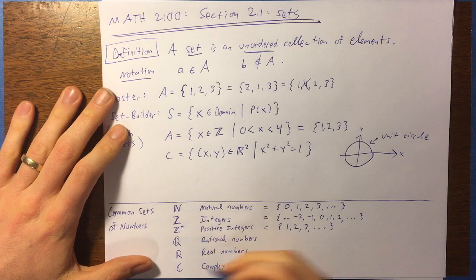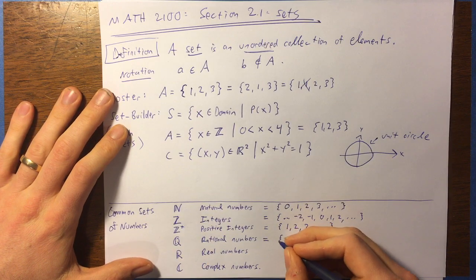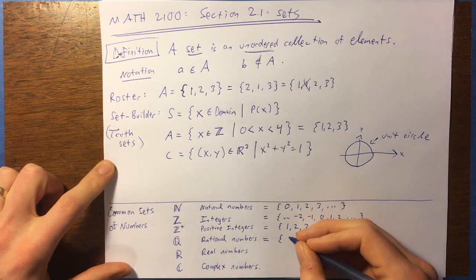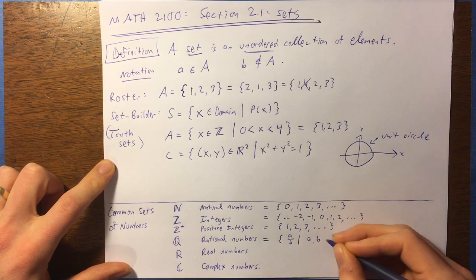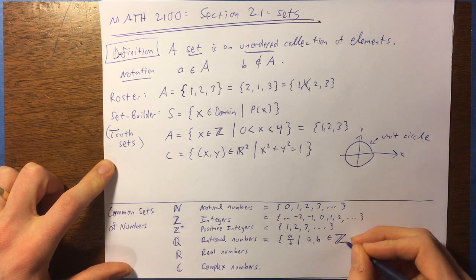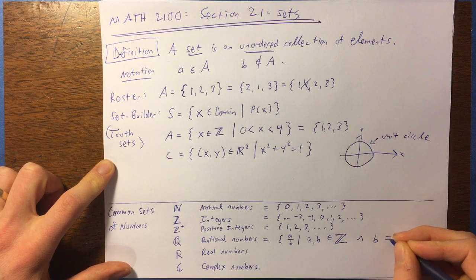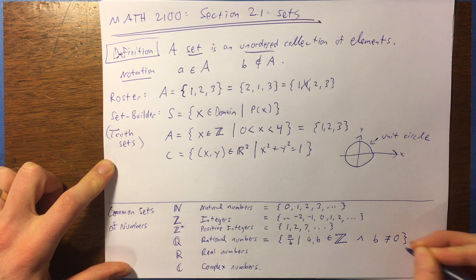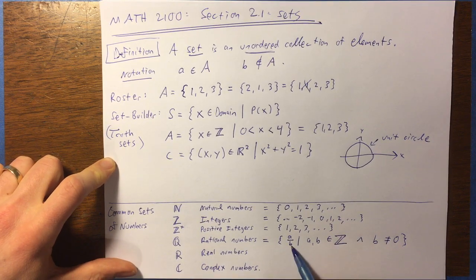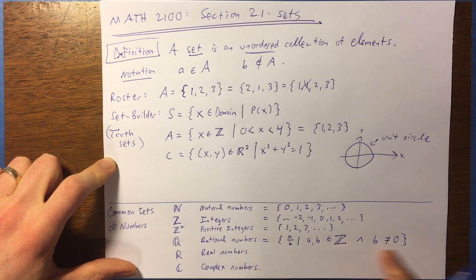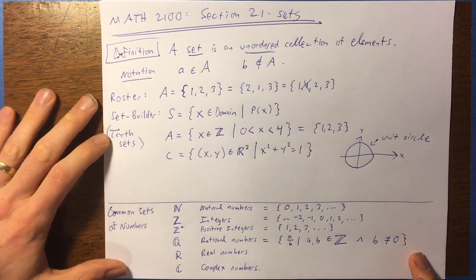The rational numbers can be written in set builder notation by writing the set of all a over b such that a and b are both elements of the integers, and of course b is not 0, because you don't want to have 0 in your denominator. So anything that can be written as a fraction of integers with a non-zero denominator is in the set of rational numbers, and it is exactly the set of all those things. So that's an example of using set builder notation.